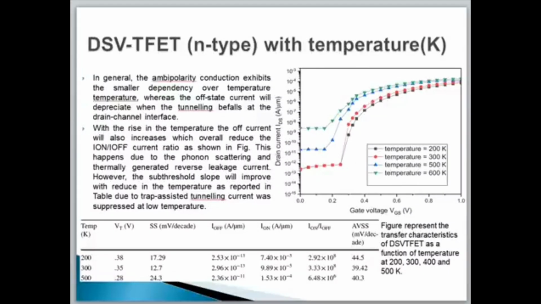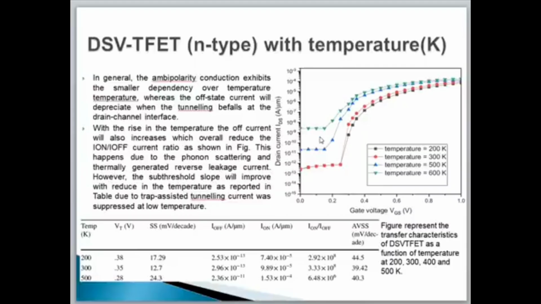However, the subthreshold slope will improve with a reduction in the temperature as reported in the table, due to the trap assisted tunneling current being suppressed at low temperature. When you increase the temperature of the device, it will impact two factors. One is the ION-IOFF current ratio and second is the subthreshold slope. If you are increasing the temperature, the off current starts increasing. It will reduce the ION-IOFF current ratio.